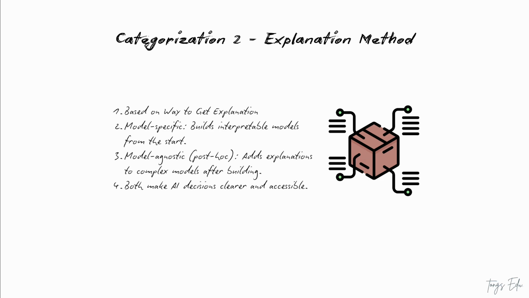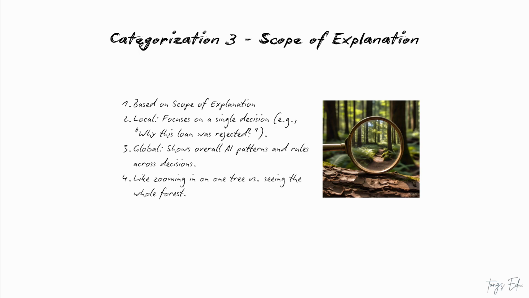Now, let's zoom in on XAI categorizations based on the scope of explanation. This is about how broad or narrow the explanation is. Local explanations focus on a single decision or prediction, like why an AI said, "This loan is rejected for you." They zoom in on that one moment, giving you the nitty-gritty details.